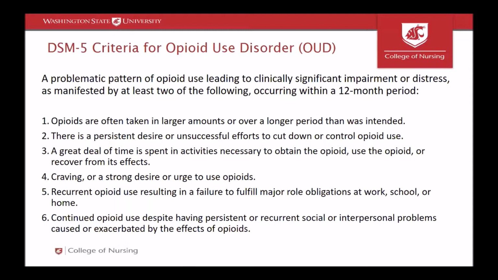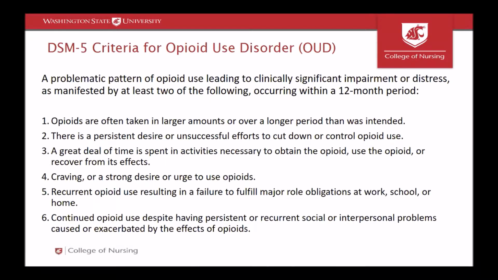Because if you read what we have here, a lot of the items on this list are things that you might see in people who are using opioids long-term for chronic pain. For example, opioids often taken in larger amounts or over a longer period than was intended. We know that with opioids being used over time, you will have an increase in tolerance, so often you may take larger amounts. There may be a persistent desire or unsuccessful efforts to cut down or control opioid use. That certainly could happen if you feel like the opioids are needed to control your pain.